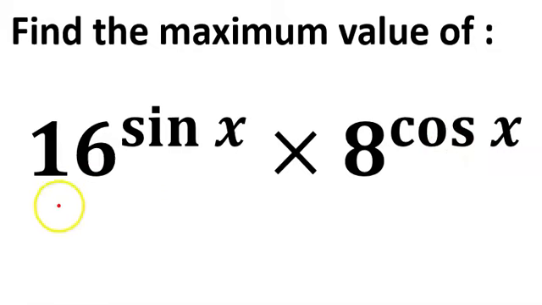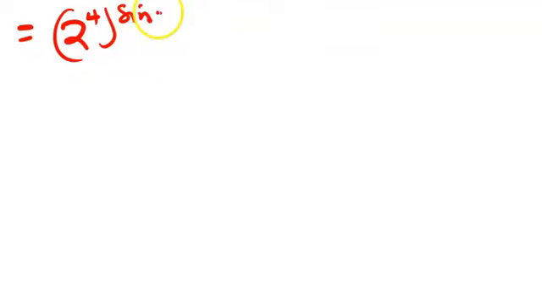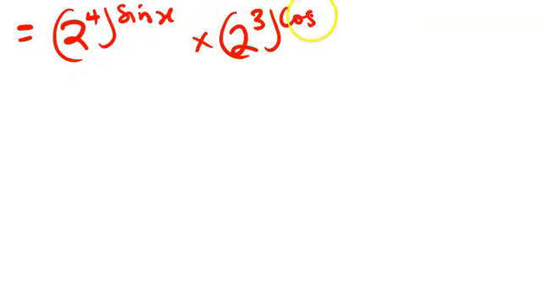Now, remember, 16, you can write it as 2 raised to the power 4, and 8, we can write it as 2 raised to the power 3. Then the whole expression becomes (2 raised to the power 4) all raised to the power sin x times (2 raised to the power 3) all raised to the power cos x.